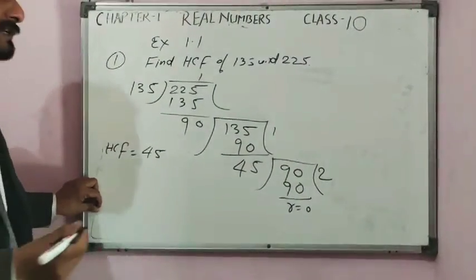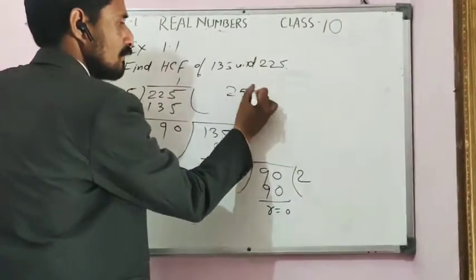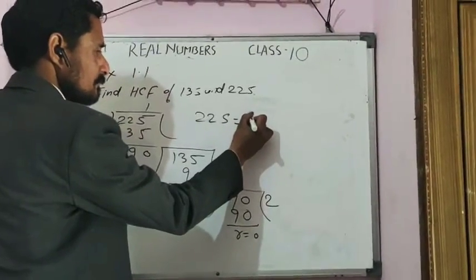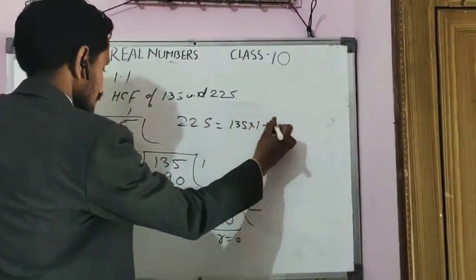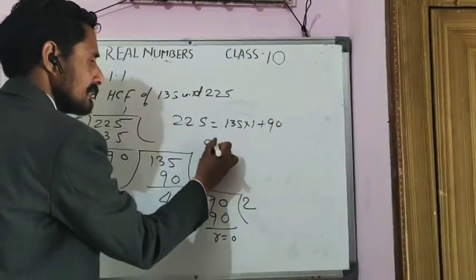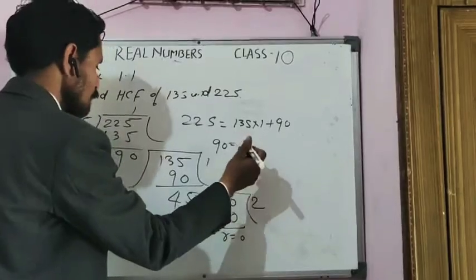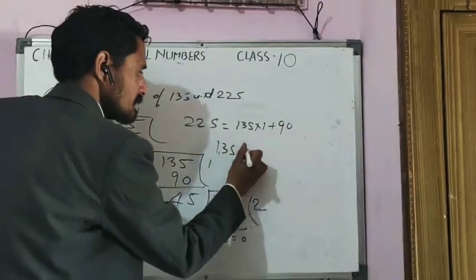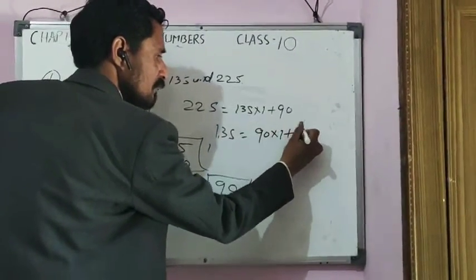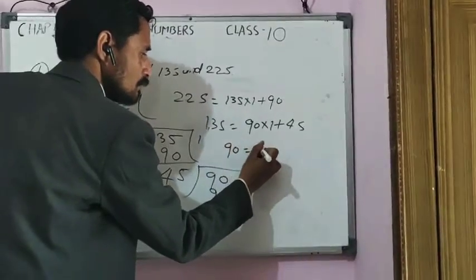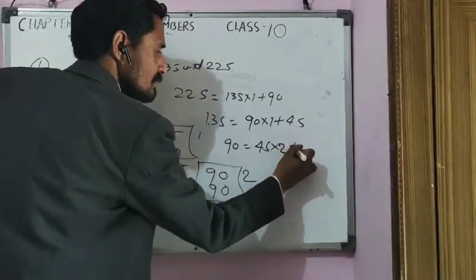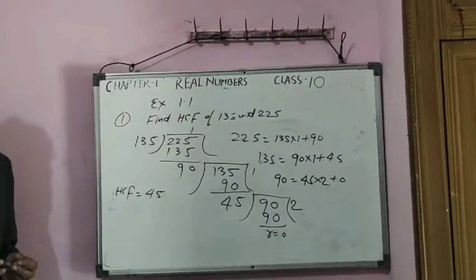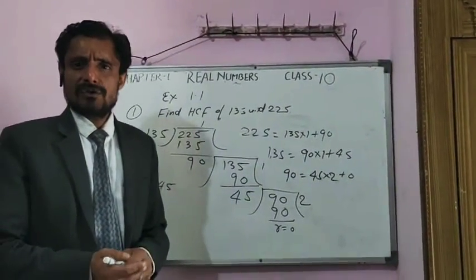And we can express these numbers as follows. 225 is equal to 135 into 1 plus 90, and again 135 is equal to 90 into 1 plus 45, and 90 is equal to 45 into 2 plus 0. So the HCF of these two numbers is 45. And now the other two questions can be solved as follows.